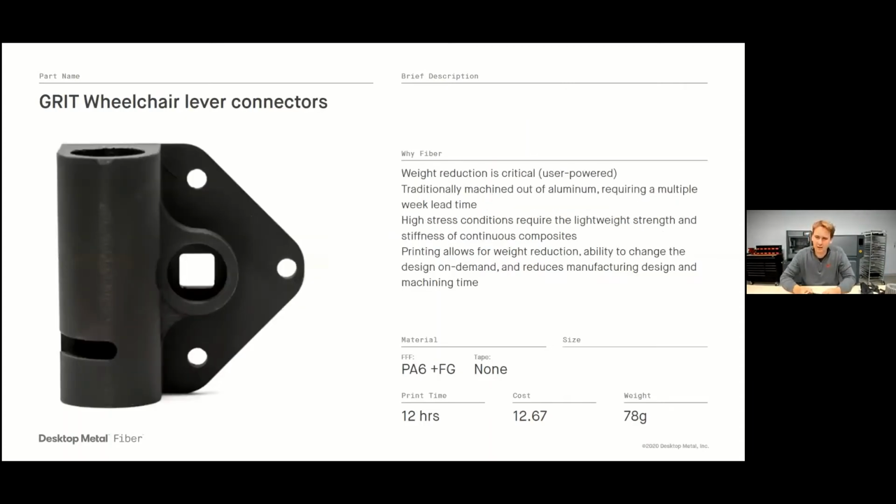This is a lever connector for a wheelchair. This part connects the levers to the actual axle drive, where the chain is connected to the wheels on the actual wheelchair.